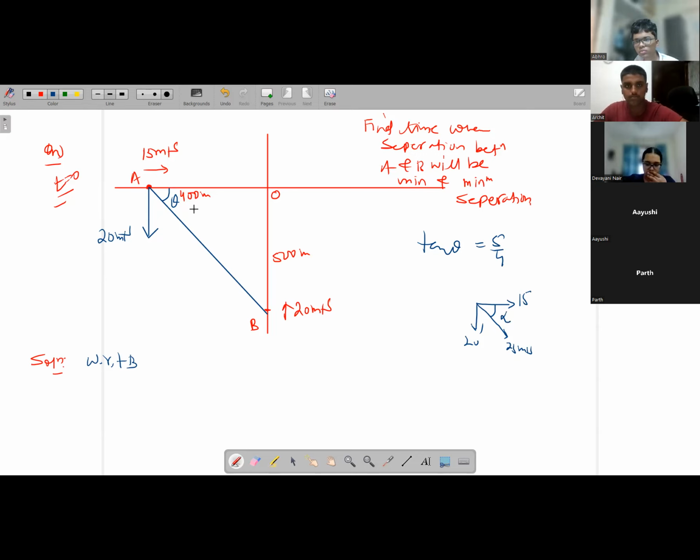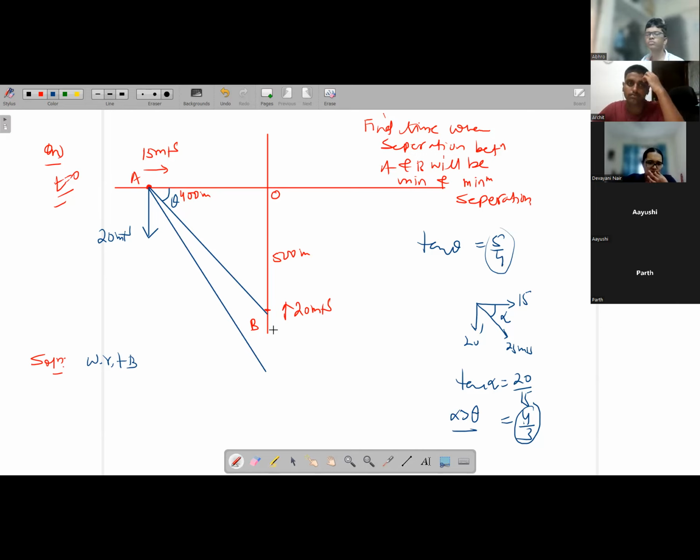It is not going to be the same as theta. So tan alpha is equal to 20 upon 15, so 4/3. Now this value is 1.33 and this value is 1.2, so this is bigger than this. So alpha will be bigger than theta. So resultant velocity will be like this, somewhere here. Understood? So this complete angle will be alpha.